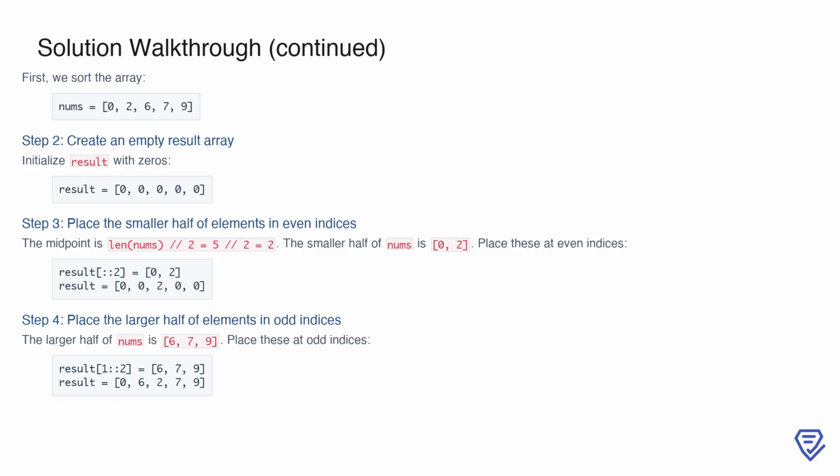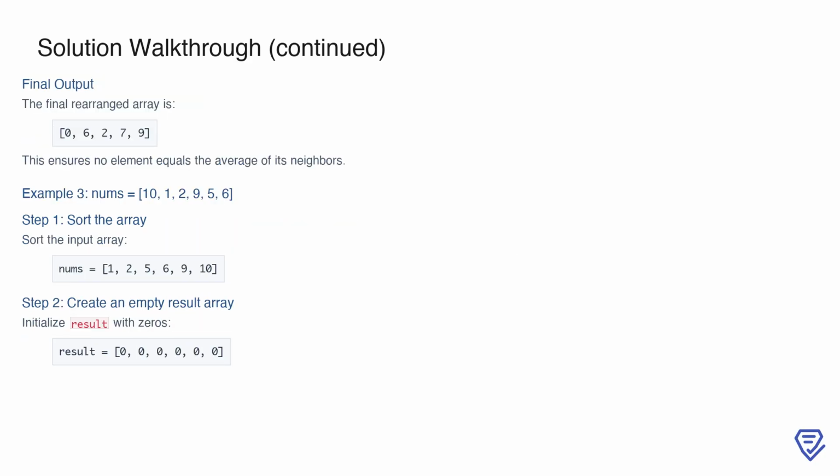Then, we handle the larger half of the array, which contains the elements 6, 7, 9. We place the larger half of nums into the odd indices of the result array. This involves assigning the values 6, 7, 9 to positions 1, 3, and so on. Once this step is complete, the result array becomes 0, 6, 2, 7, 9.